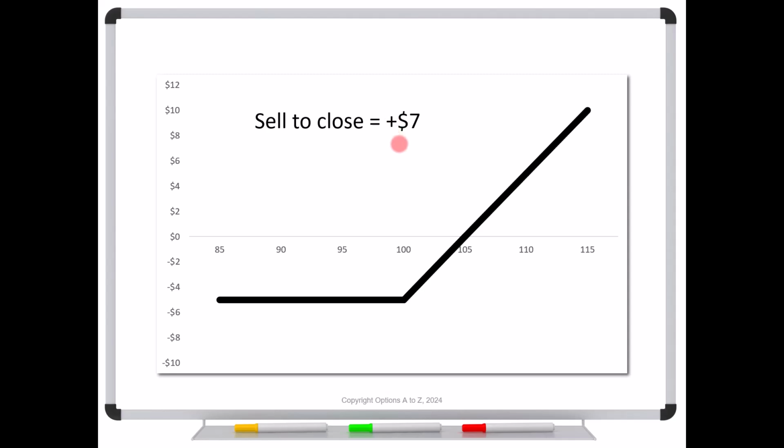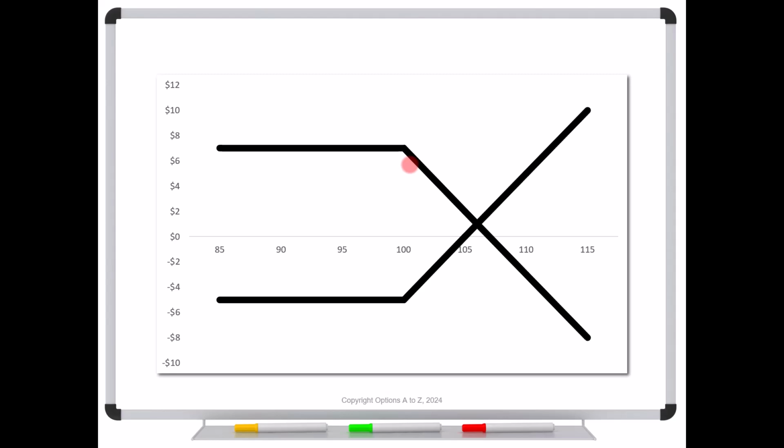You place a trade in your broker's platform, sell to close for 7, it executes. You paid 5, you closed for 7, and you say, I've got a profit of 2. And then this just vanishes from your account. But people don't realize that mathematically speaking, you are long the $100 call and short the $100 call.